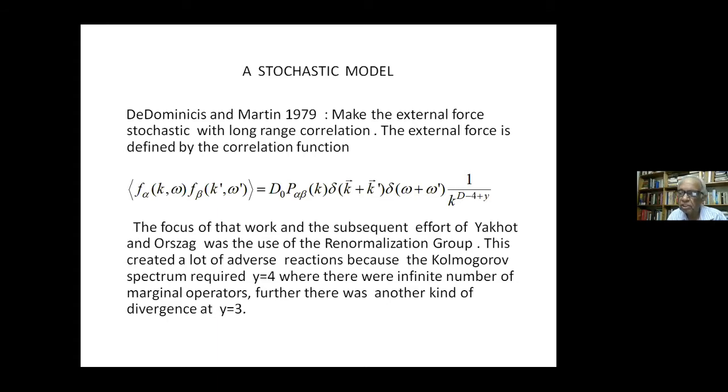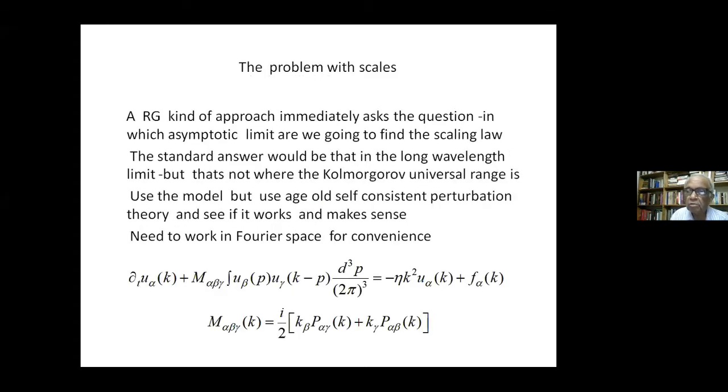And so this was an attempt at making the renormalization group work. There was a problem, because the Kolmogorov spectrum, which you saw a few minutes ago, was obtained at y equal to 4, where there were a large number of marginal operators. And what was also funny was there was a different kind of divergence at y equal to 3.